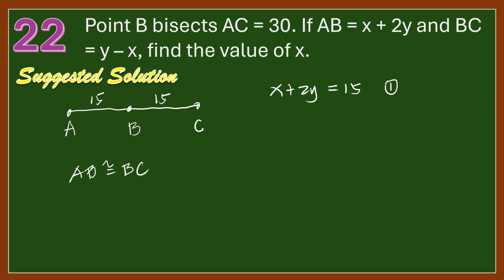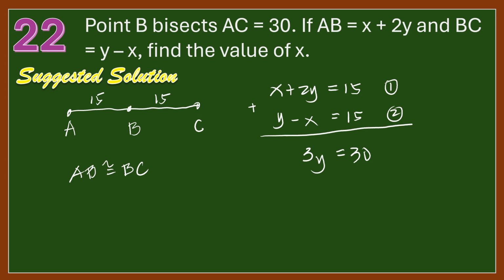And BC is equal to y minus x, so we have y minus x equal to 15 also. Let us use again the elimination method for solving these two equations. This time, let us add the two equations term-wise so that we have x plus negative x, that is 0, 2y plus y is 3y, 15 plus 15 is 30. We can get the value of y by dividing both sides of this resulting equation by 3. Then we have y is equal to 10.